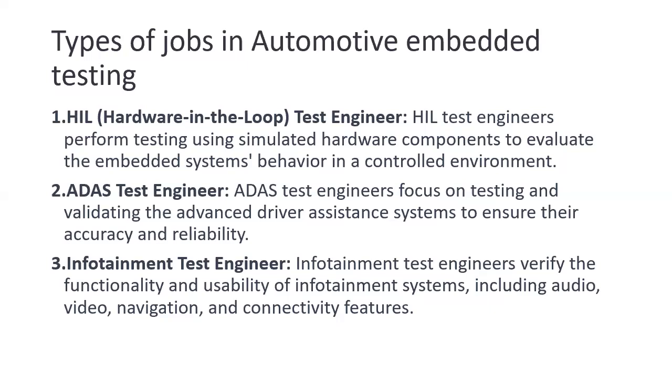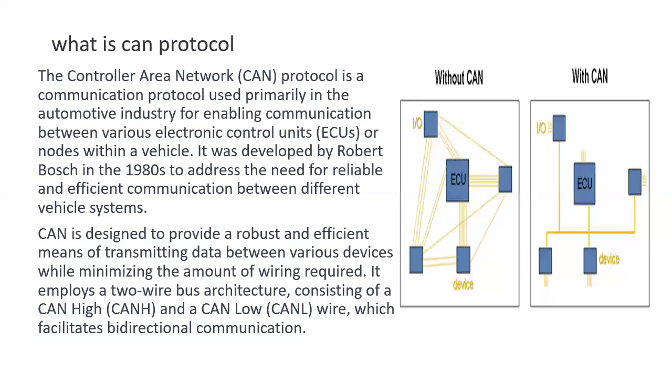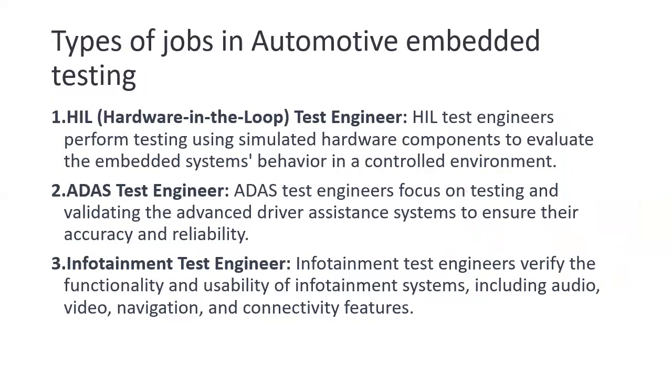Same thing, ADAS test engineer here also. We are testing the specifications of ADAS systems. During that time you are called an ADAS test engineer. Here also we can do automation and manual testing. Same thing for infotainment. Here also, the engineers who verify the functionalities of infotainment systems are called infotainment test engineers. Here also we can do manual and automation testing. These are the different types of testing roles in automotive embedded testing.